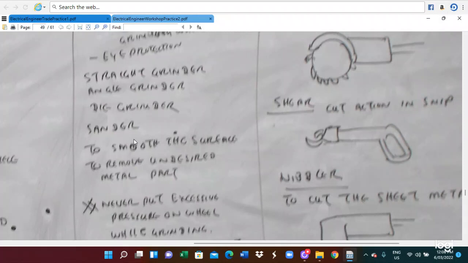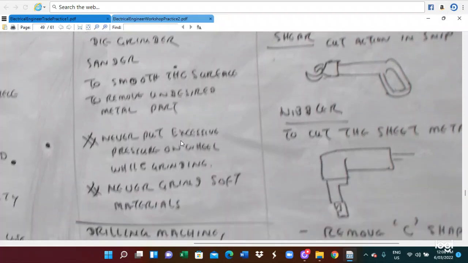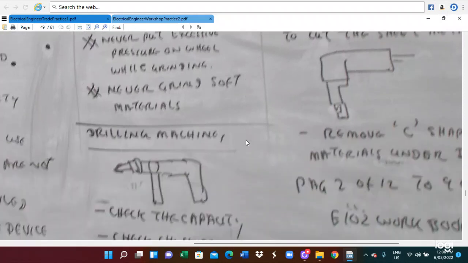The grinder functions to smooth the surface and to remove undesirable metal parts. Never put excessive pressure on the wheel when you are grinding. When you are grinding, do not press too much because the grinding wheel can be broken and then can hurt you. Never grind soft material, which is also important.